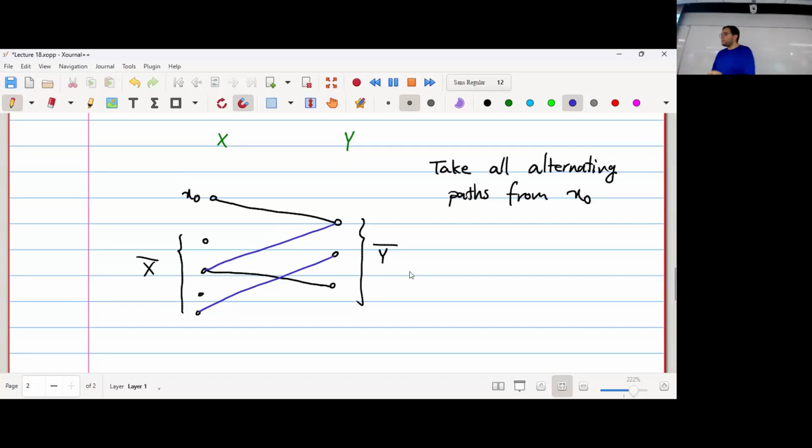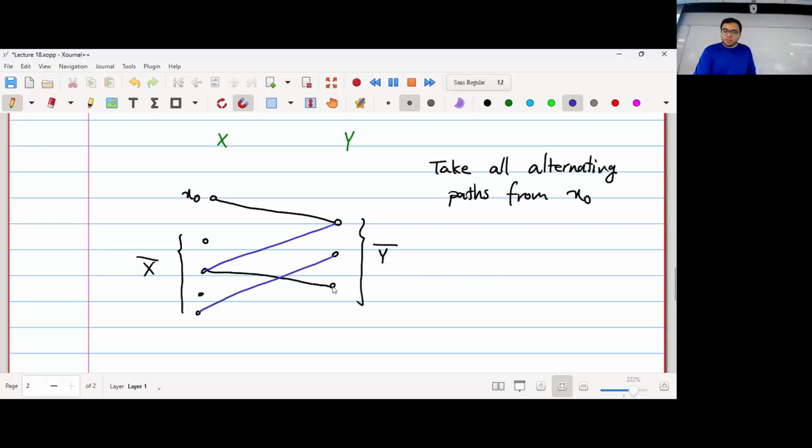So let me ask you this. When I get to a vertex in Y bar, so let's say I've taken this path and I've got to this vertex, is it possible that this vertex is not matched to anything? No, because if this vertex is not matched to anything, I've found an augmenting path, and that gives me a bigger matching. And this was a maximum matching, so I cannot have that. So I never get stuck in Y bar.